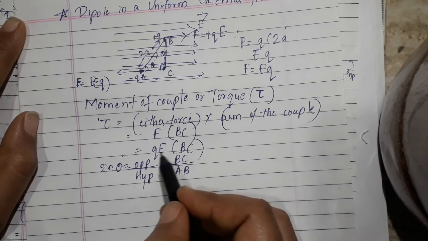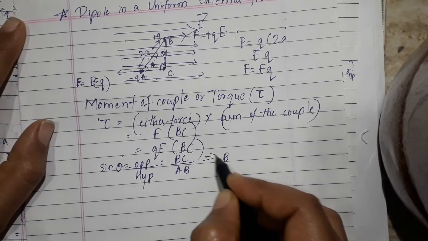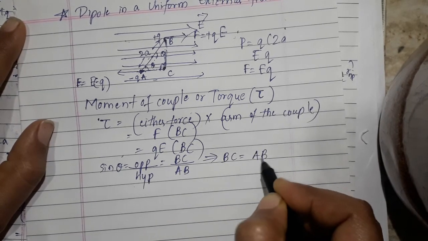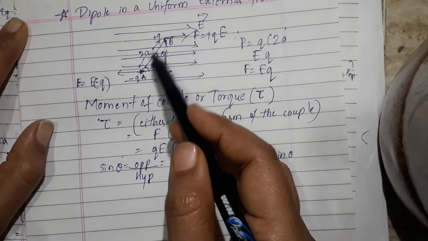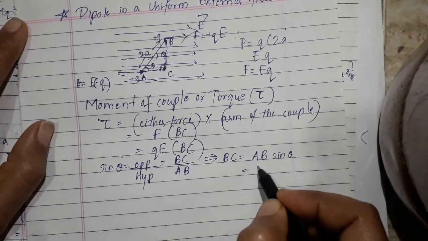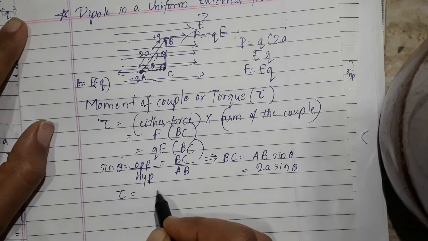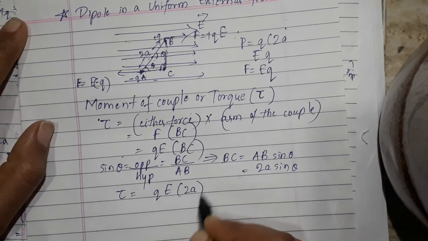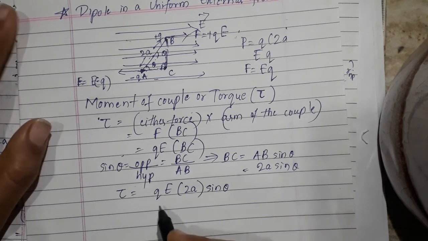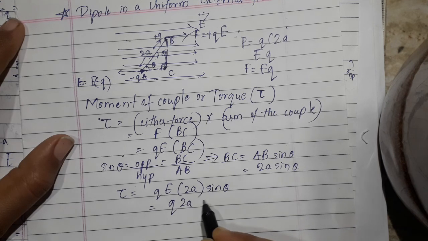So we want BC in the above equation. BC is equal to AB into sin theta. AB, you already know, is the dipole length, which is 2A, so we can write 2A into sin theta. So the torque will become QE into 2A into sin theta, which you can write as Q into 2A into E sin theta.